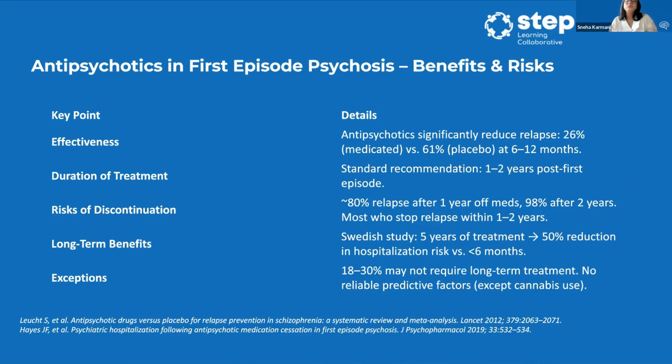There are exceptions. You might often hear somebody say, "Oh, I know someone with psychosis. They just had one episode and they never needed medication. Medicine is not really needed." Yes, there is a small percentage of patients who may not require long-term treatment, but there aren't very strong, reliable predictive factors except cannabis use.